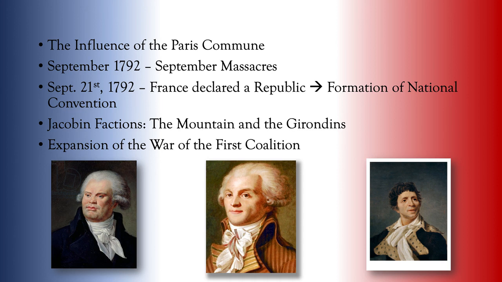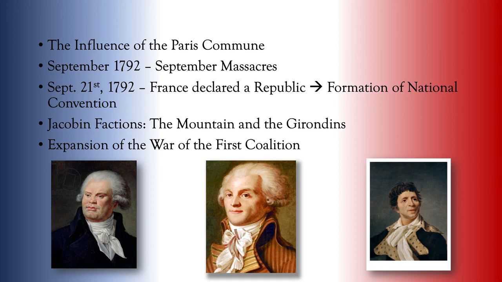And this new constitution, this new government, was supposedly rooted in the ideas of égalité, liberté, fraternité: equality, liberty, and fraternity, which means brotherhood. That really is the rallying cry of the French Revolution. But even though the Jacobins had succeeded in establishing a republican government, factions still began to emerge in this new National Convention. And two of the most famous factions are what we call the Mountain and the Girondins.